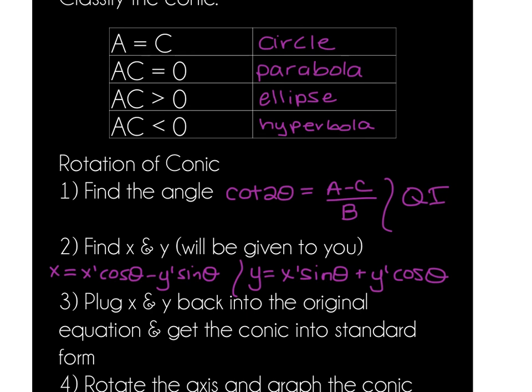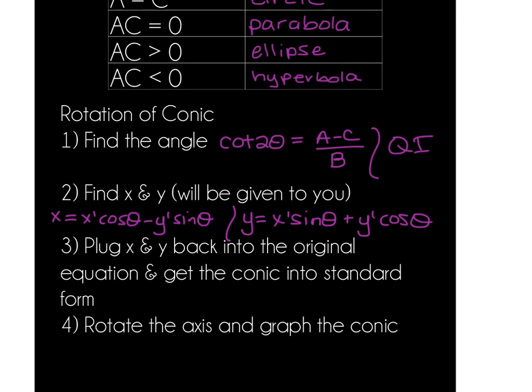You'll get 5 points from giving me the angle. You'll get 5 points from giving me the x and y. Then you're going to plug the x and y back into the original equation, simplify it, rotate the axis, and graph it, and that'll be worth the remaining 10 points.